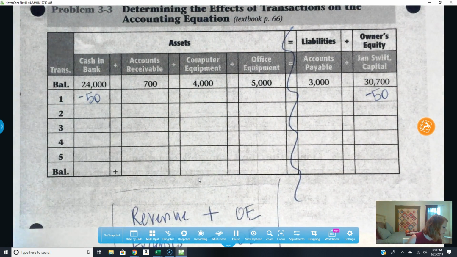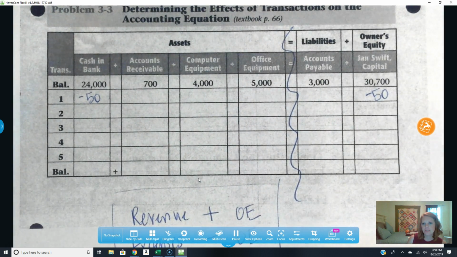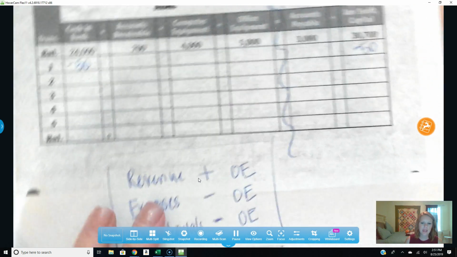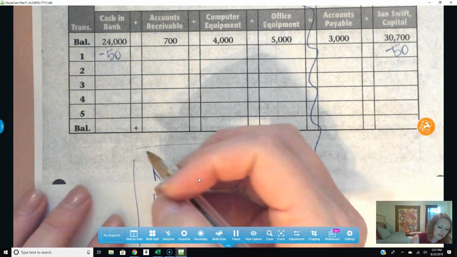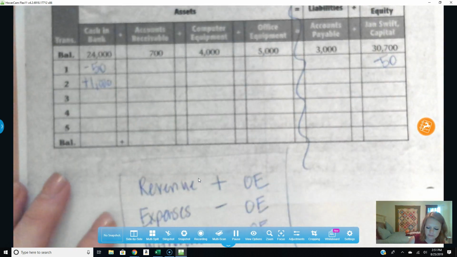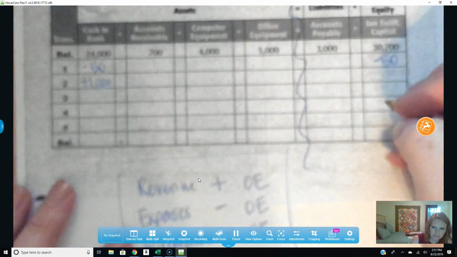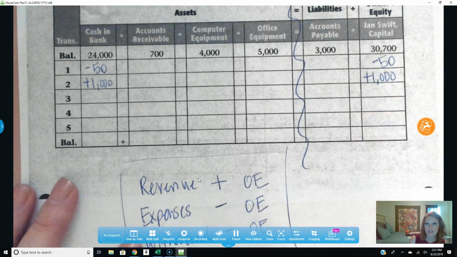Number two, we received $1,000 as payment for preparing a report. So our business would be that we prepare reports for people, so we are making money. So that's going to be a revenue, and someone paid us, so we're going to assume we put that money into our checking account. So let's go ahead and do a positive 1,000 there, and it's a revenue. Oh, sorry, I know this thing gets crazy here with the focus sometimes. And we'll do a positive $1,000 in Jan Swift Capital as well.